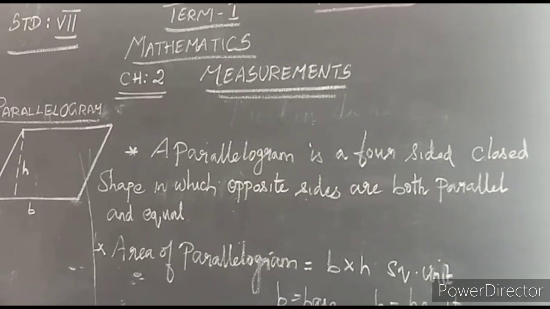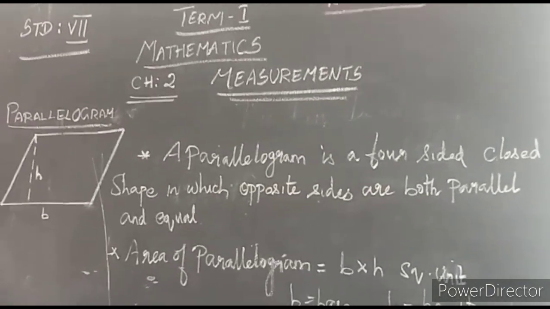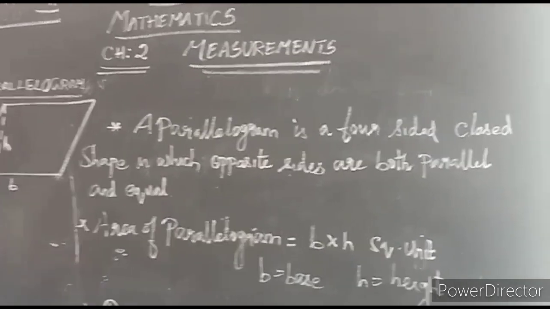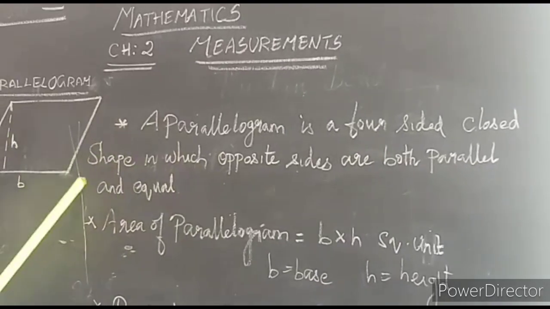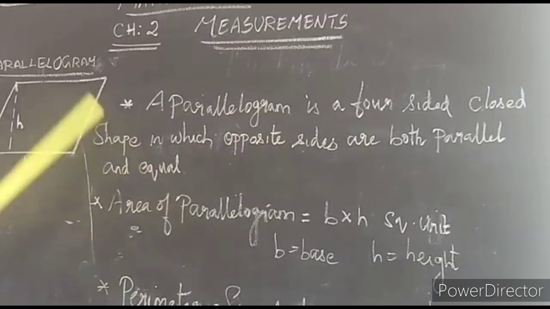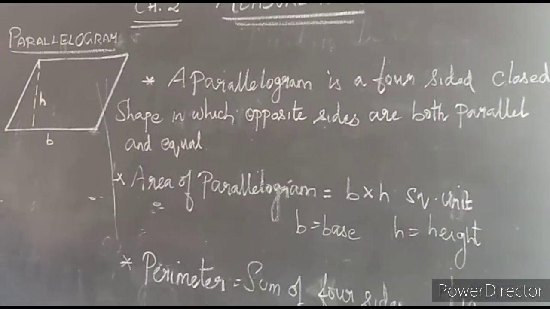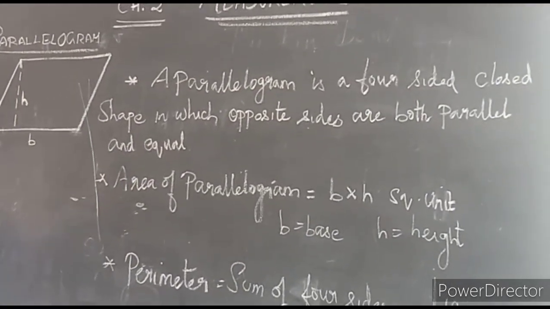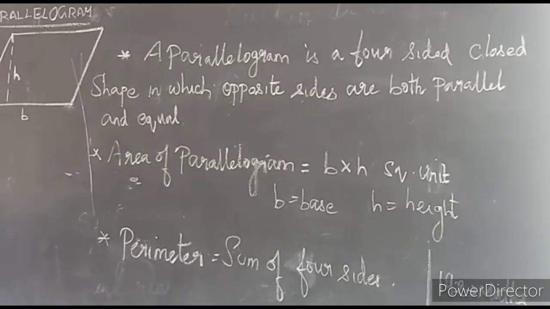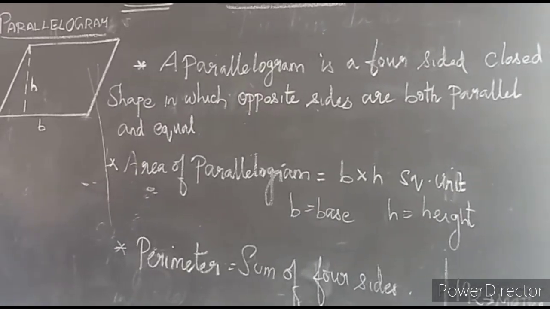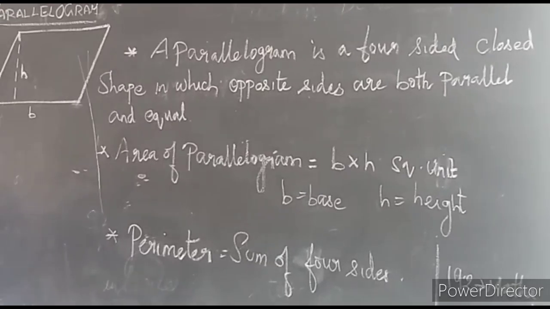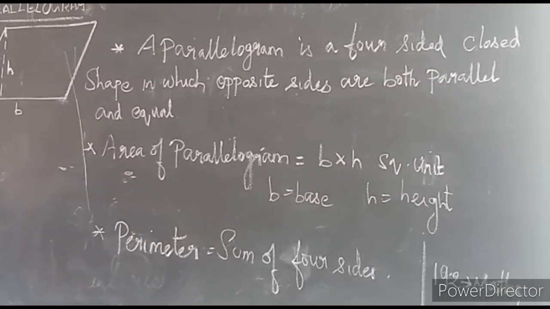Measurement. Under measurement, here we are going to see about parallelogram. A parallelogram is a four-sided closed shape in which opposite sides are both parallel and equal. Most of the bridges are constructed using parallelogram as a structural design, for example, Pamban Bridge in Rameswaram. Engineers use properties of parallelograms to build and repair bridges.